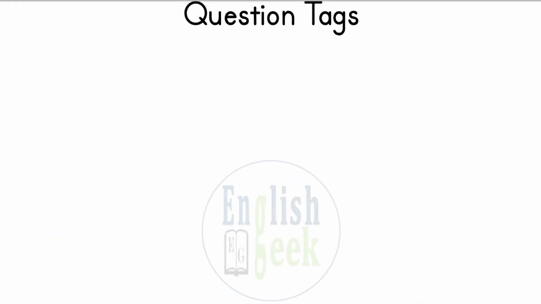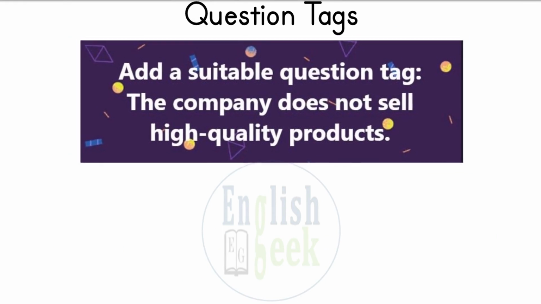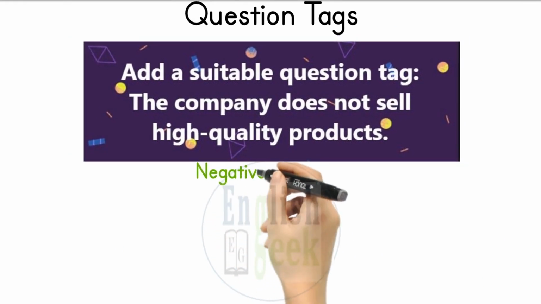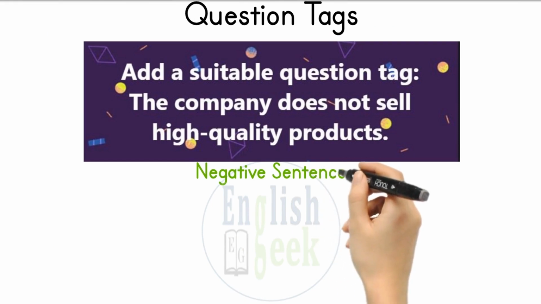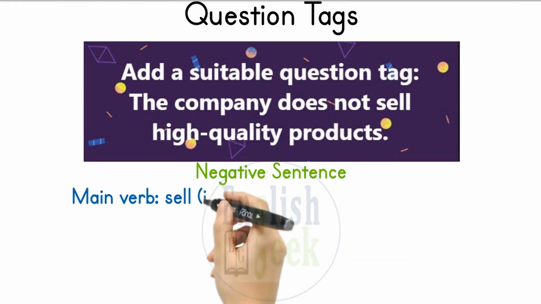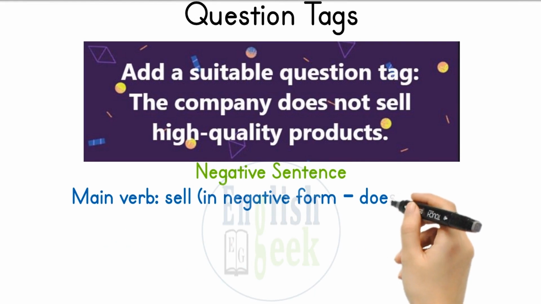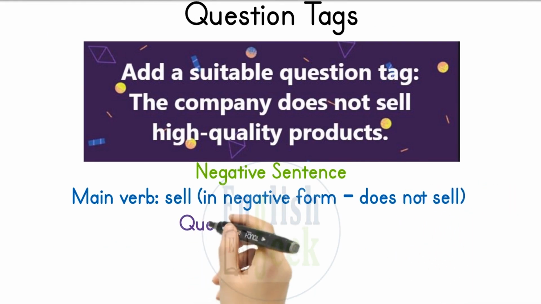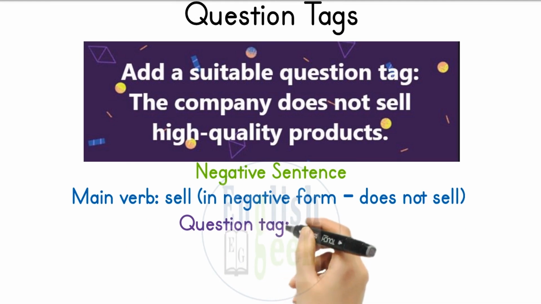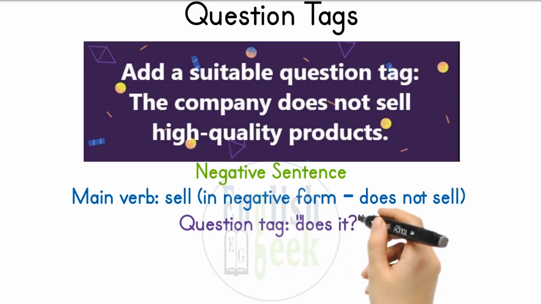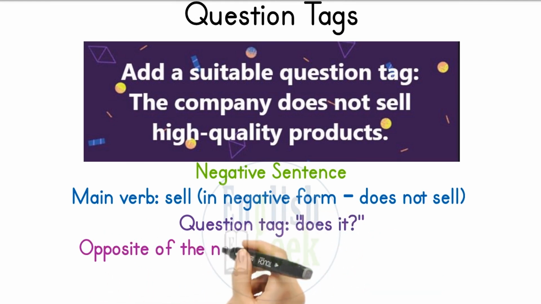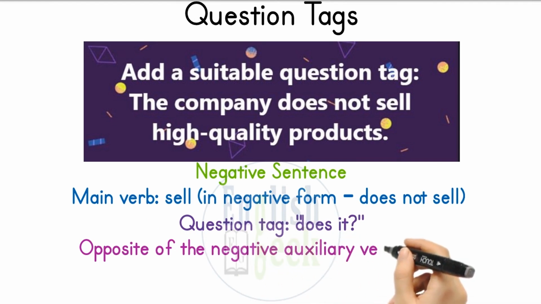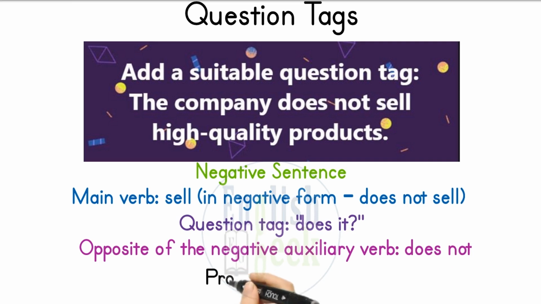The given sentence, "The company does not sell high-quality products," is a negative sentence. Here, the main verb is sell in its negative form, does not sell. The question tag, "does it?" is formed by taking the opposite of the negative auxiliary verb, does not, and adding the pronoun it.